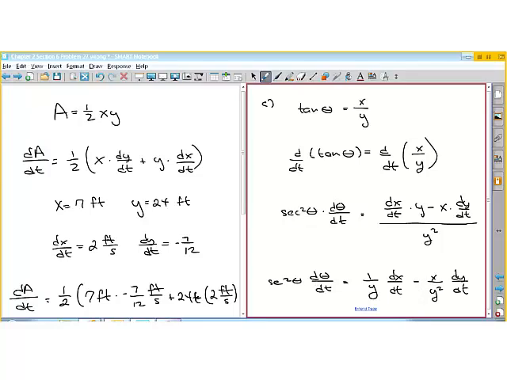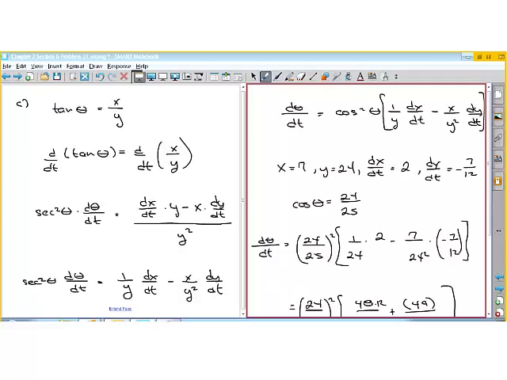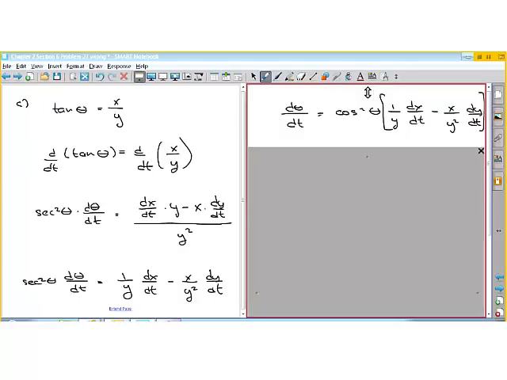Okay, what we're trying to find is d theta dt. So we're going to divide by the secant squared of theta to solve for d theta dt. The secant is 1 over the cosine, so when I divide by secant squared, I get 1 over secant squared, which is the same as the cosine squared. So we have the cosine squared of theta times some stuff on the right-hand side. If I could find all these numbers, then I'm in good shape.